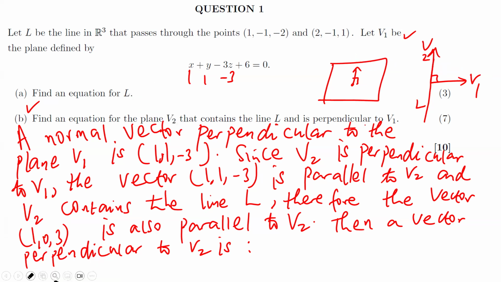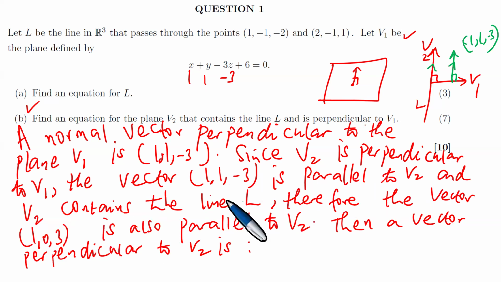So let V1 be the plane defined by this. In other words, you can get a normal to it. Perpendicular to V1 is the vector (1, 1, -3). So we are saying a normal vector perpendicular to the plane V1 is (1, 1, -3). Since V2 is perpendicular to V1, the vector (1, 1, -3) is parallel to V2. Okay, we can see this vector is parallel to V2.